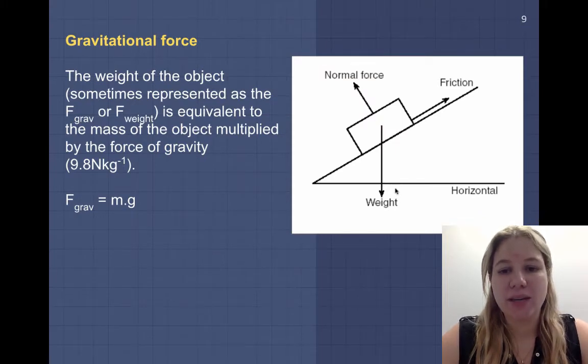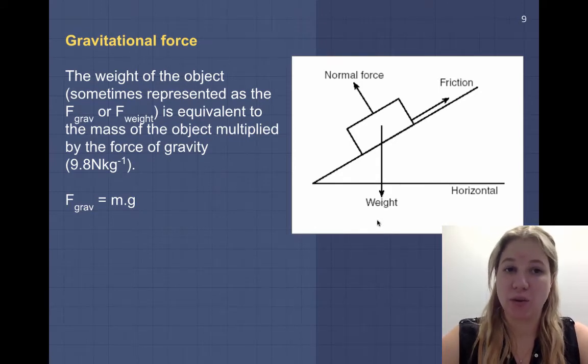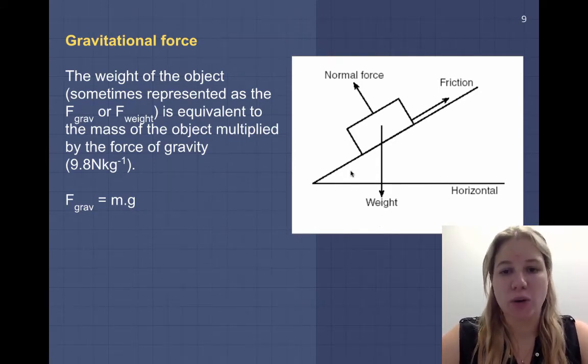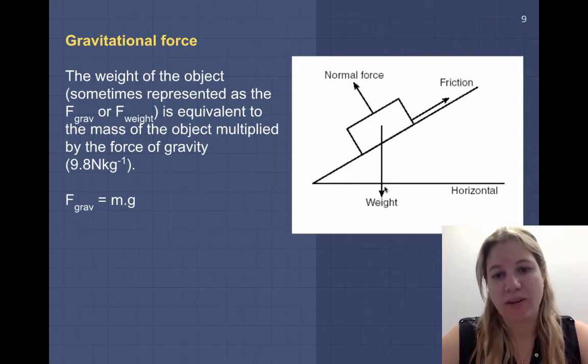Okay, so here we're looking at the weight or the force of gravity acting on the mass of the object in this force diagram here. So the weight of the object is equivalent to the mass of the object multiplied by the force of gravity. So exactly the same as what you just worked out for your own mass and weight works here in this diagram as well. And obviously the pull of gravity is directly downwards, okay, down towards the center of the Earth.